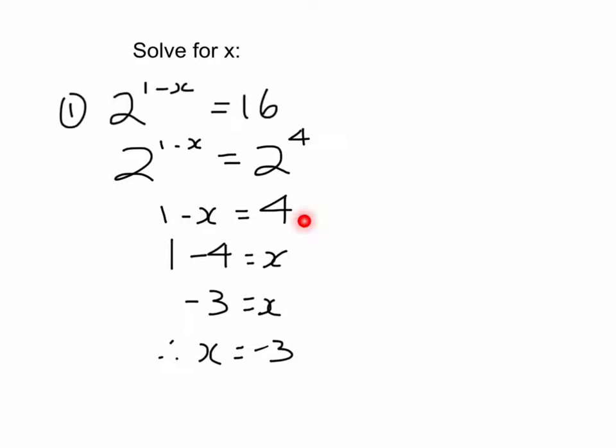Now, if that little trick wasn't something that sat right with you, you could do it the old way. You could go from here, 1 equals 4 plus x, by adding x to both sides to go from there to there. And then from here you want to get rid of the 4 by subtracting. So you have 1 minus 4 equals x. And then the rest is the same from there onwards.